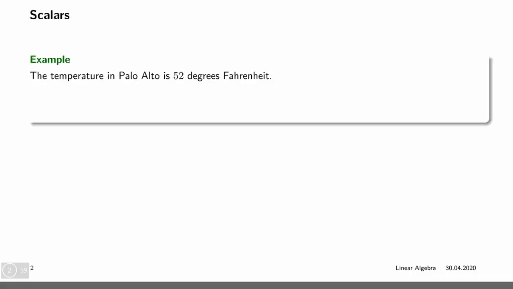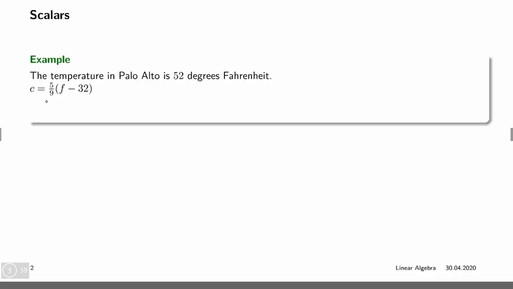In deep learning, we represent everything in terms of numbers. One way to do so is by the use of scalars. The temperature in Palo Alto is 52 degrees Fahrenheit. 52 is a scalar. Now, say you're interested in the temperature not in Fahrenheit but in degrees Celsius. Then the formula C equals 5 divided by 9 times (F minus 32) would be a way to do this calculation and get you the temperature in Celsius instead of Fahrenheit.